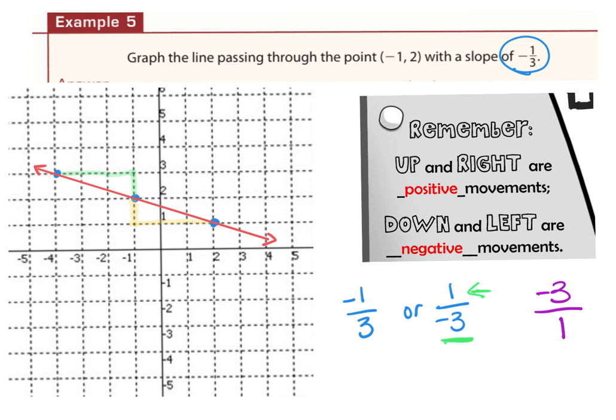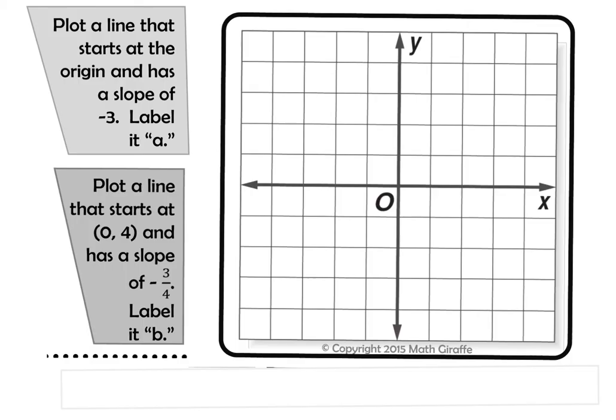Practice some graphing here. And this is just your reminder at the bottom left. Up and right are positive, down and left are negative. So on your handout, it wants you to start at the origin, in the middle, with a slope of -3. And then the second line, it wants you to start at 0, 4 with a slope of -3/4. So graph those two lines. They're telling you where to start and how to move. Point and slope. It's at the bottom right of the front page.